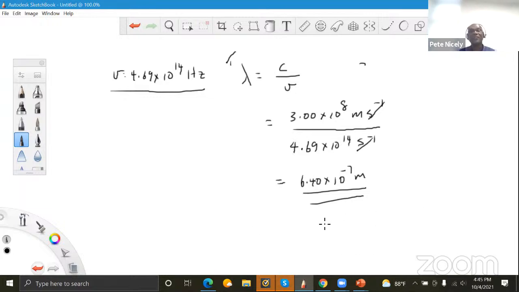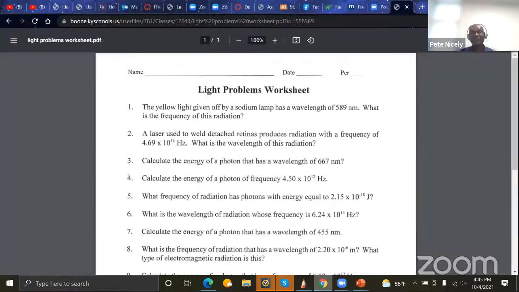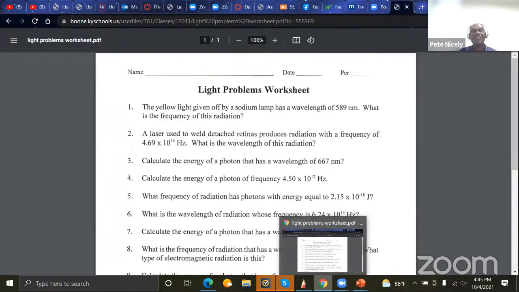Okay, any questions about this example? Any questions? Okay, so I thought it was important for me to show you how to do a couple of examples of this type of problem.